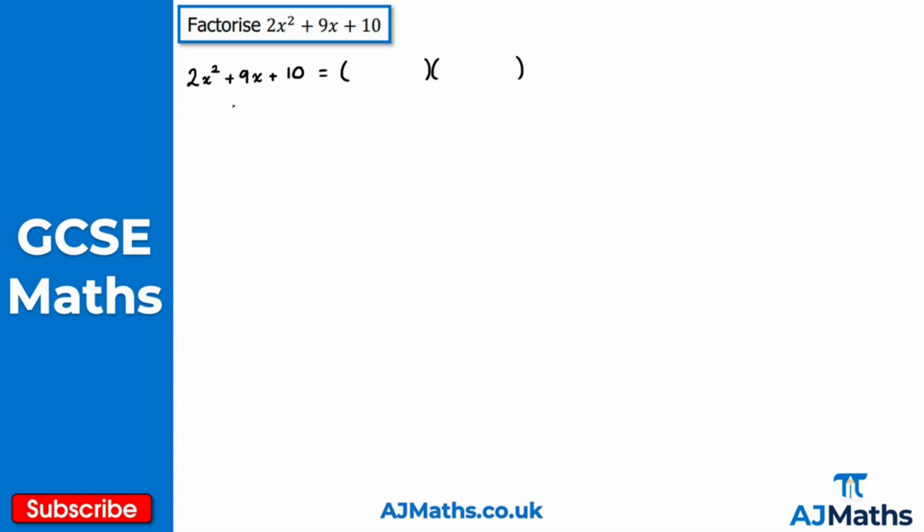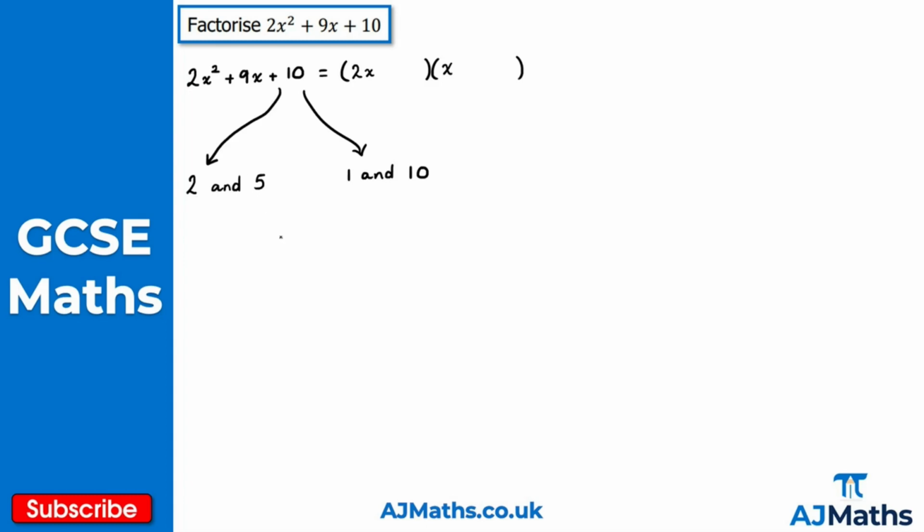And because we've got 2x squared here, it means we'll have a 2x at the front of one of these brackets like so, and an x at the front of the other bracket like that. So now we need to think about the factors of the 10 here, because we need two numbers that will times together to give me 10. So a couple of different choices here that we can have. We could have 2 and 5. We could also have 1 and 10.